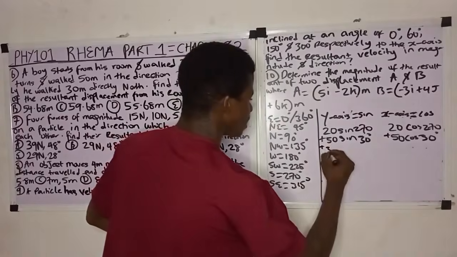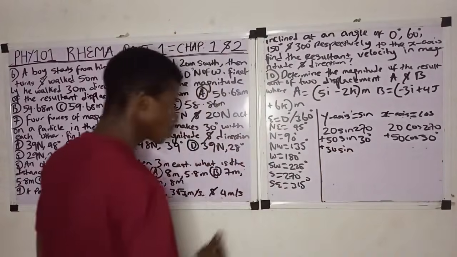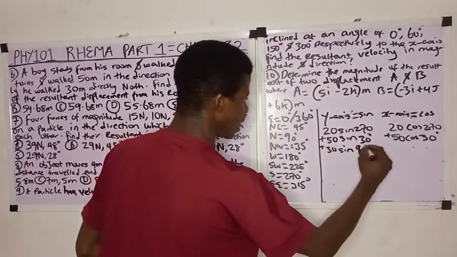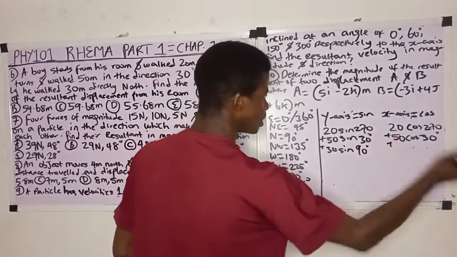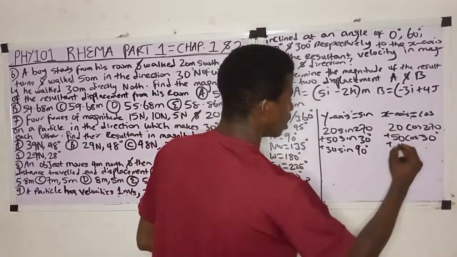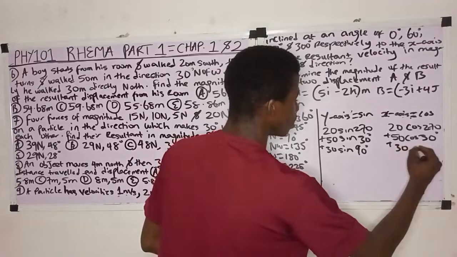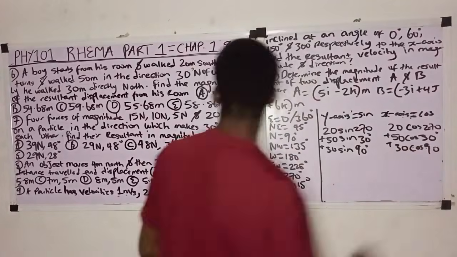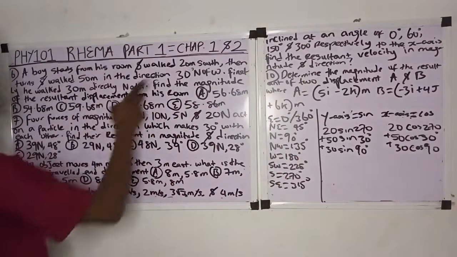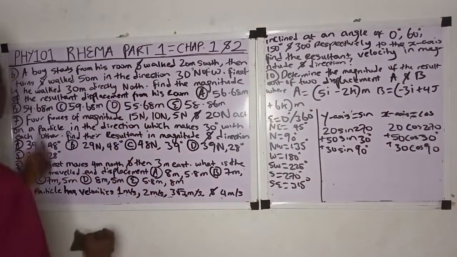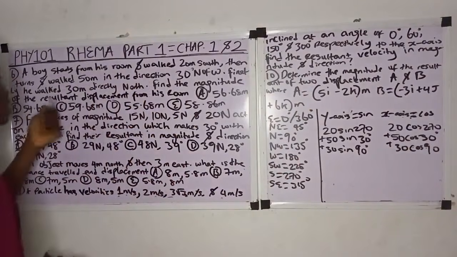Finally, he walked 30 meters directly north. So plus 30 sine. Now, north is what? 90 degrees, right? Yes, then plus, you go to the x part and do 30 cos 90. So they said find the magnitude of the resultant displacement.